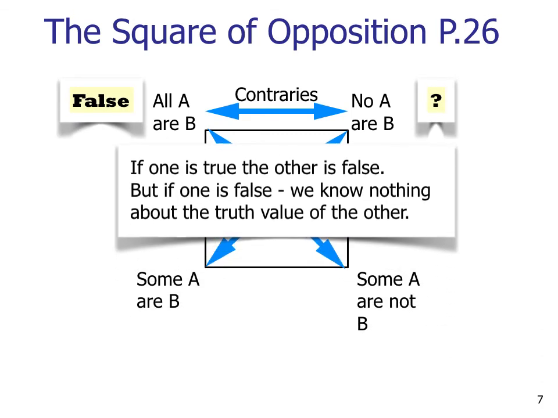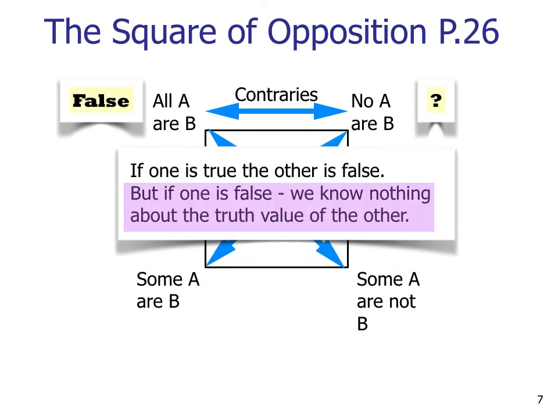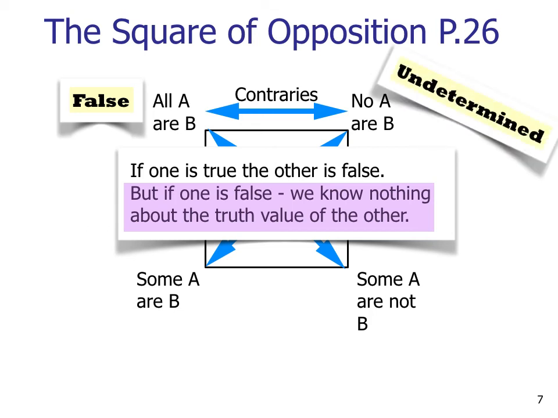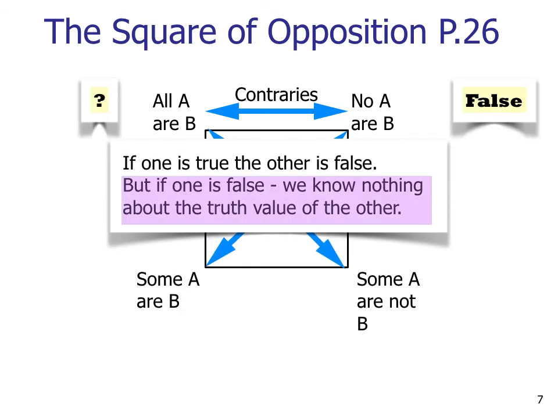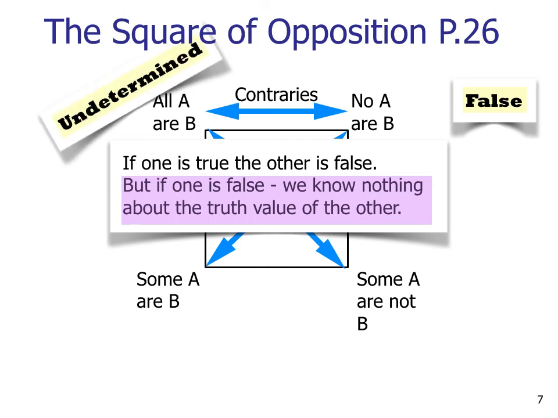Now, if all A are B is false, no A are B is? If one is true, the other is false. But if one is false, we know nothing about the truth value of the other. And here, one is false. So we know nothing about the truth value of the other, so we're going to say that one is undetermined. Okay, if no A are B is false, all A are B is, well, if one is true, the other is false. But if one is false, we know nothing about the truth value of the other. And here, one of them is false, so we don't know anything about the truth value of the other. And we're going to state that that is undetermined.